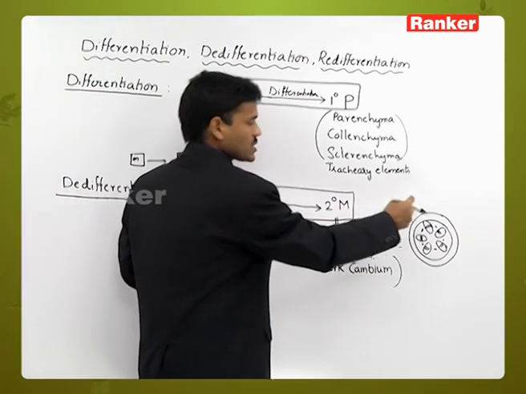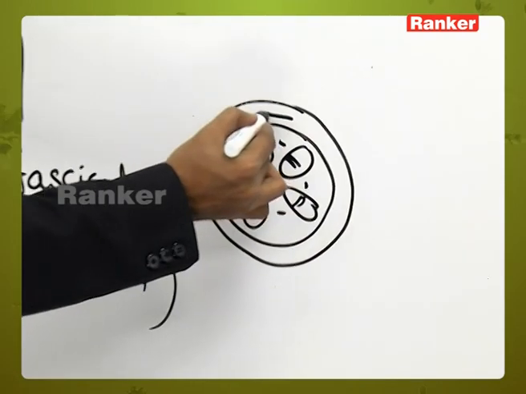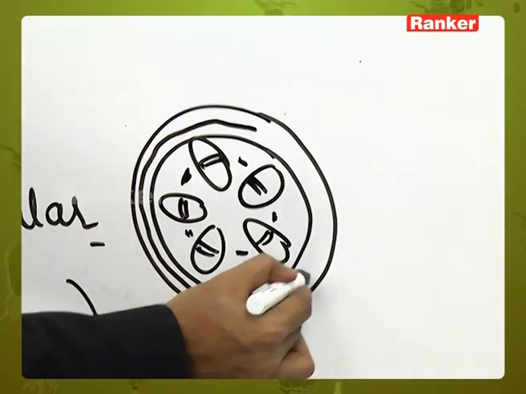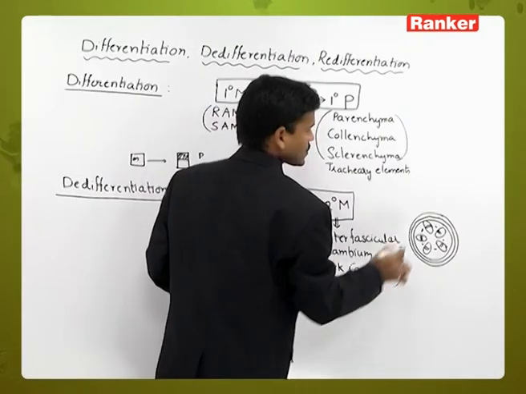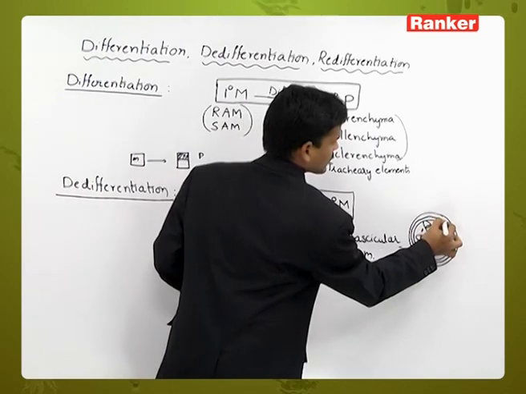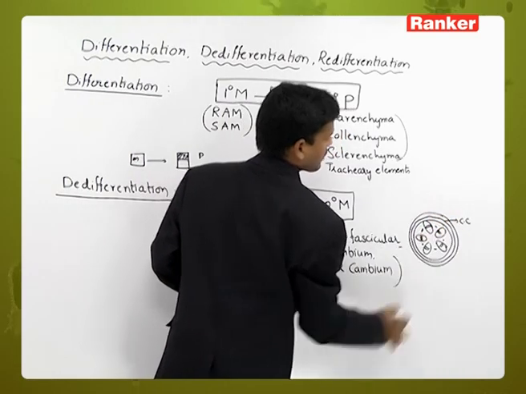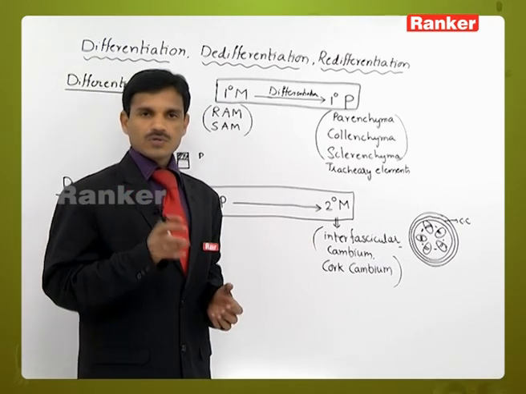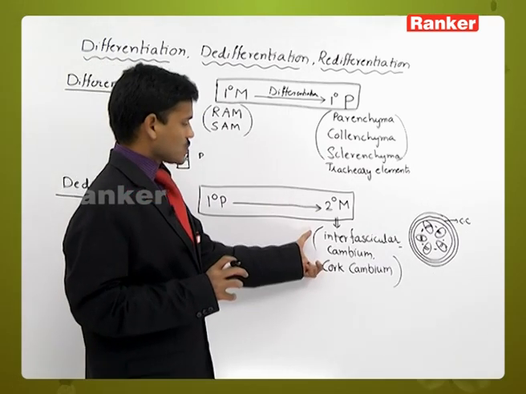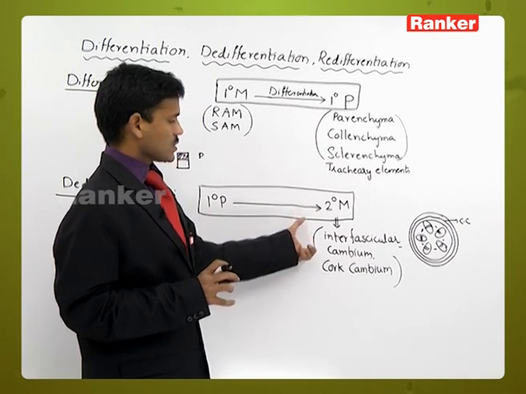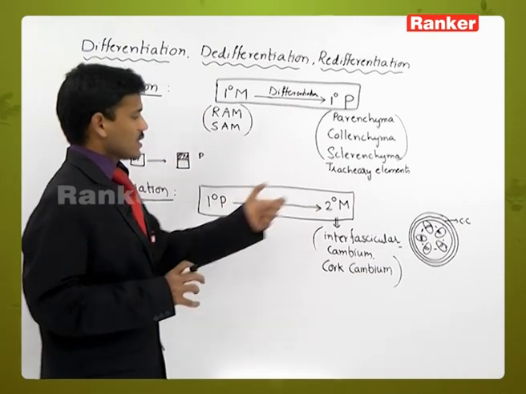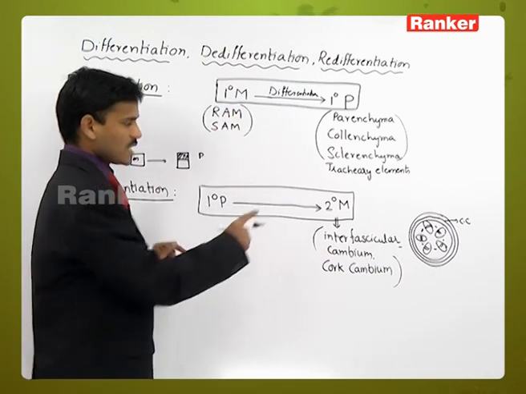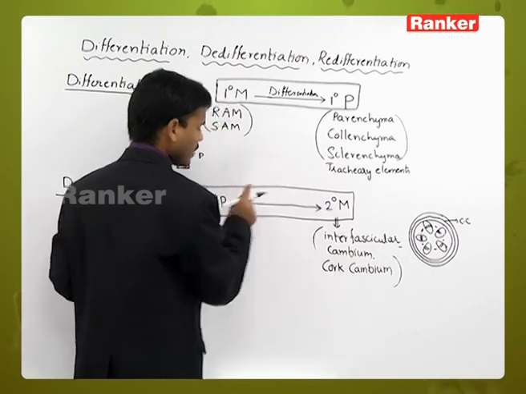And outside the stele also, cork cambium is produced. What is cork cambium? Cork cambium is also not present from the beginning, it is also newly formed. So these meristematic tissues are cambial tissues. These lateral meristems are the secondary meristems. Primary meristem is present from the beginning, secondary meristem is newly formed from the permanent tissue.